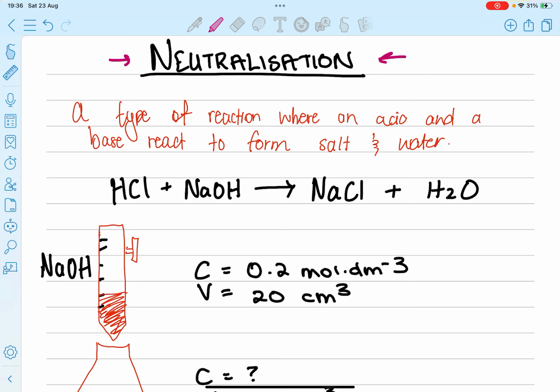So neutralization is also a type of reaction where an acid and a base react together. Here's our acid, hydrochloric acid, and sodium hydroxide, our base. They react together to form a salt and water. Okay, that's basically what happens here. It's a type of reaction that happens. You can even do it in the lab.